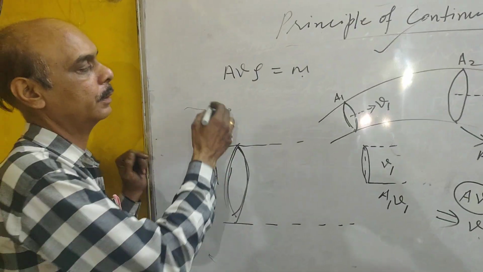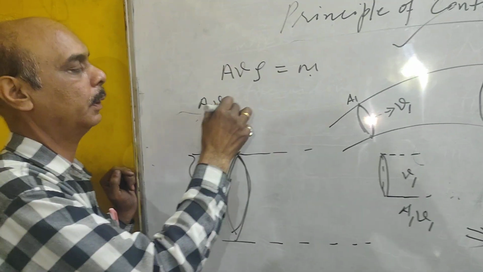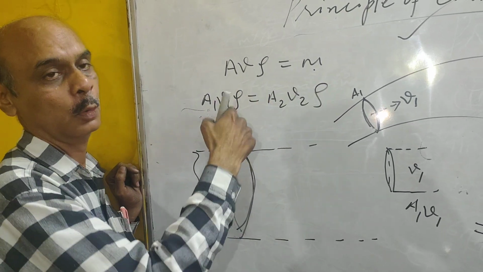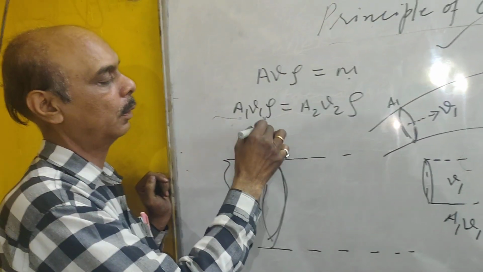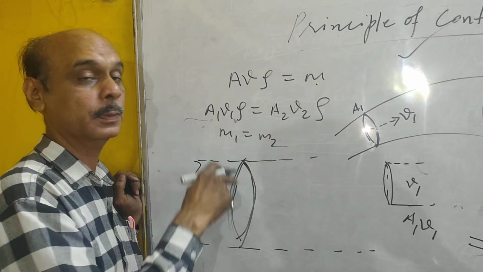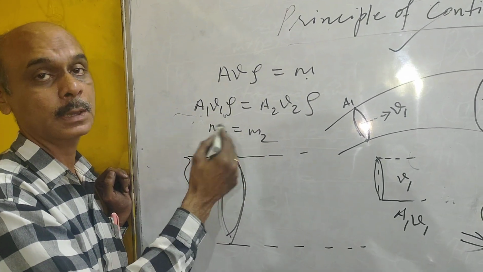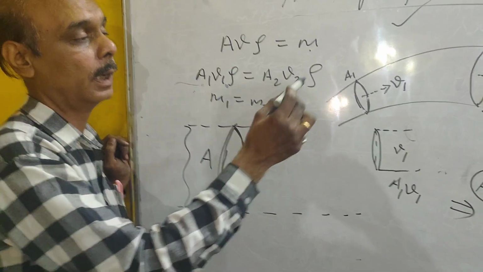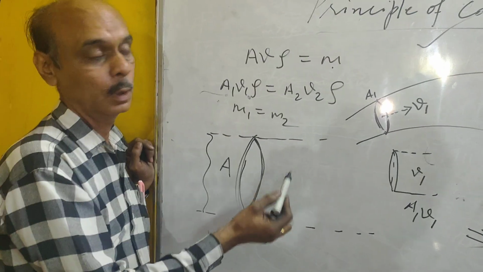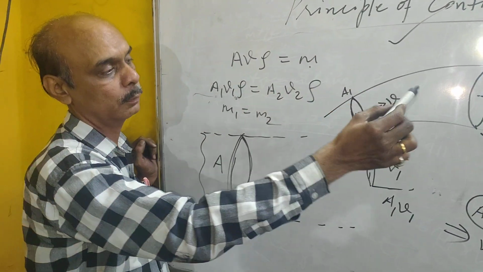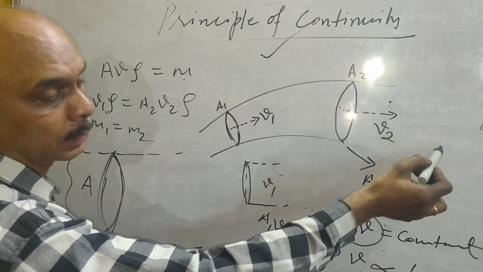So we can write like this also: A1 V1 rho equals A2 V2 rho. Rho is the density of the liquid, or we can say M1 equals M2. So according to the principle of continuity, we can say that mass cannot be accumulated at any point of the tube. Whatever liquid is entering into the tube, the same amount will come out of the tube from the other end.